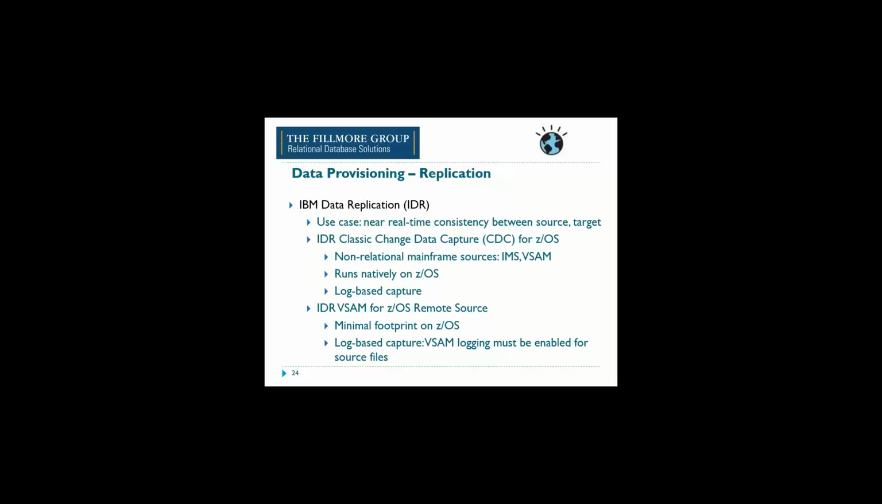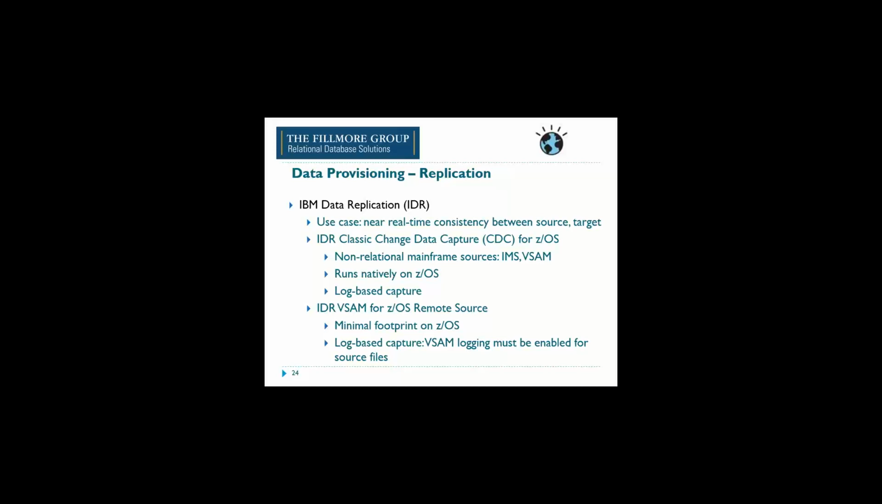This runs natively on z/OS. It executes on the general purpose central processor, so it may be expensive, and it is log-based capture, which means that for IMS it is automatically logged, but VSAM needs to be set up for logging, and you typically do that if you're running CICS transactions, but even batch VSAM files can be logged, outside the scope of this discussion today. But in order to use VSAM replication, you have to set up logging for the file to be replicated.